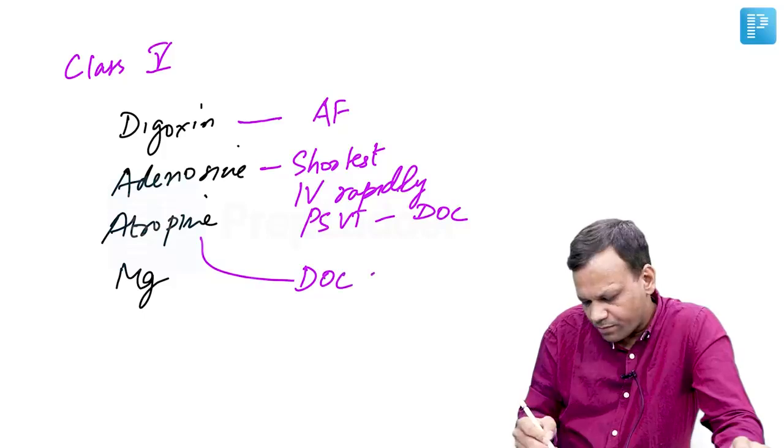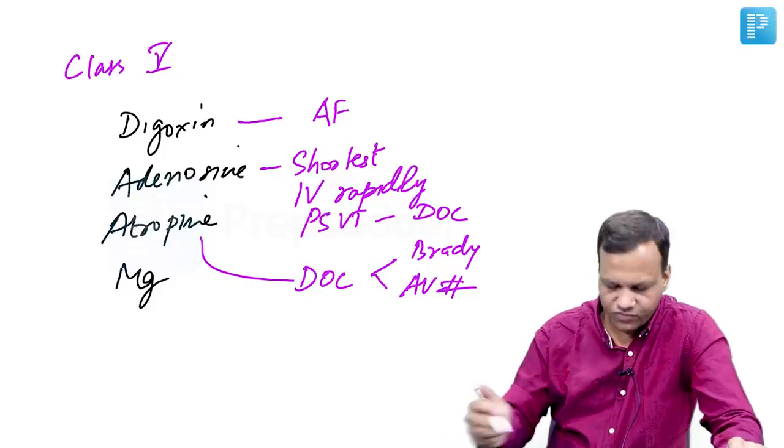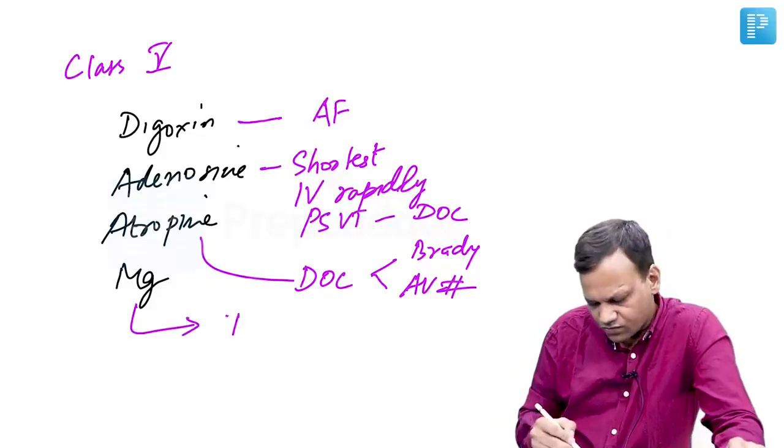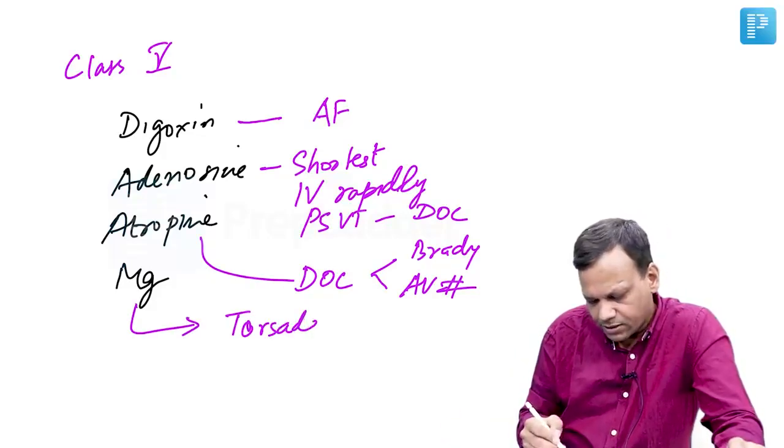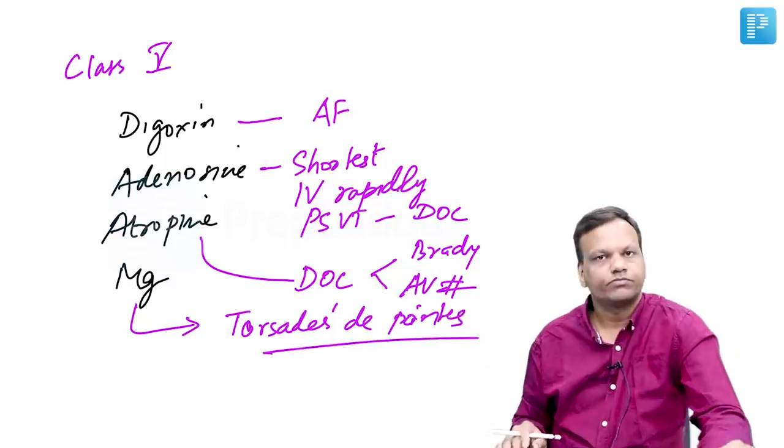Atropine is the drug of choice for bradyarrhythmias like bradycardia and AV block. And magnesium is the drug of choice for torsades de pointes. Okay. So these are the important points regarding the antiarrhythmic drugs.